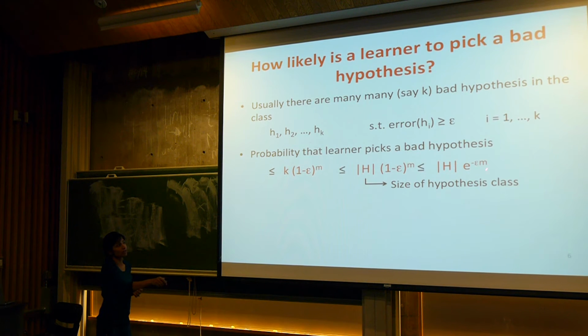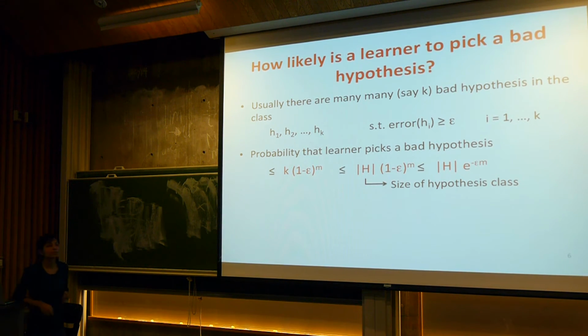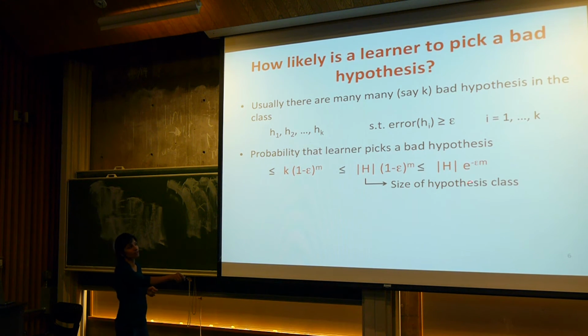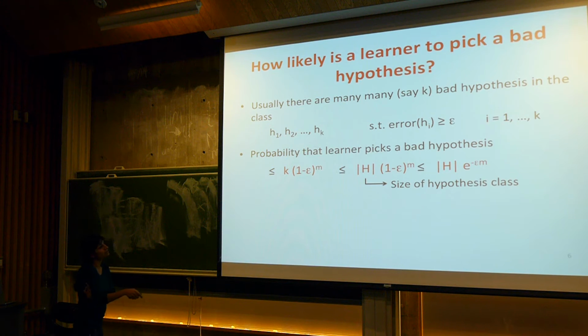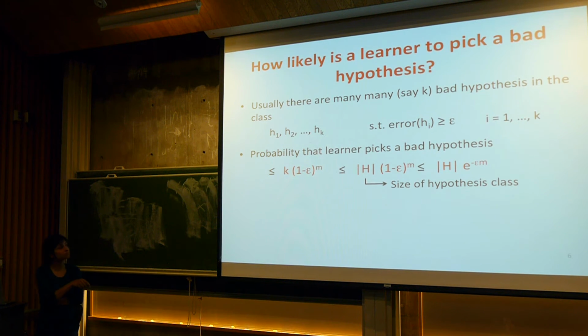And there's a small trick which says that 1 minus epsilon is less than e to the minus epsilon. It helps us understand the dependence on the different terms a little bit better. So we arrive at this bound. Let's pause a minute and see why this bound makes sense. What is it telling us? It's saying that the more data points we have, the larger m is, the better the bound, or the smaller the probability that the learner picks a bad hypothesis, right?